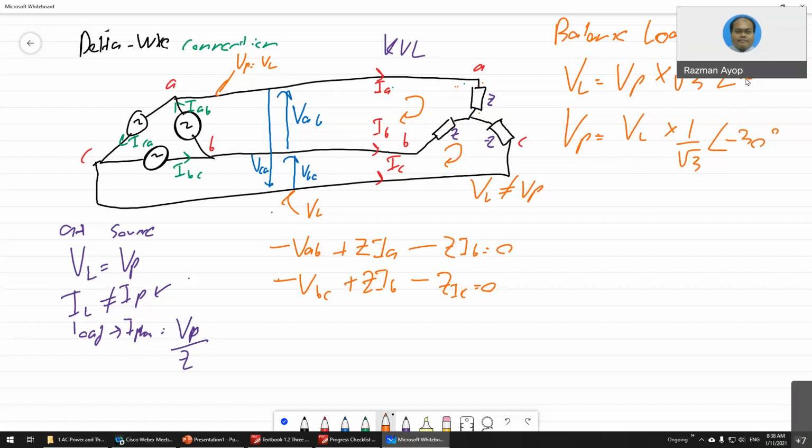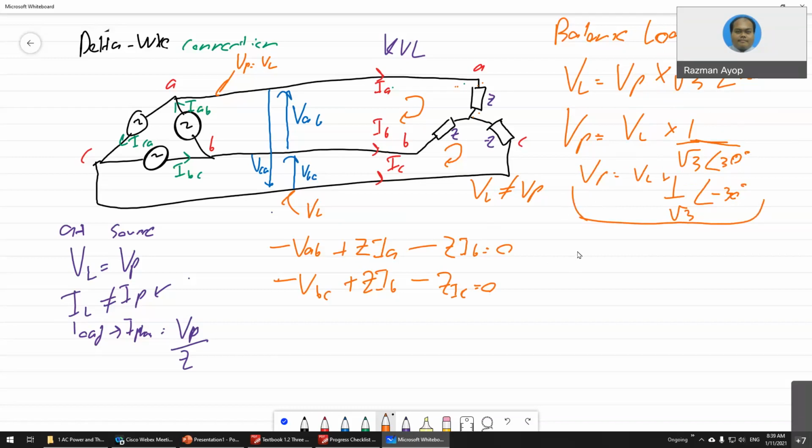Okay, if you divide an angle, it will become negative. Or I just show you, maybe some of you already forget. So this one is 1 over 30 degree. And VP is equals to VL multiplied by 1 divided by square root 3 angle negative 30 degree because you move it to the numerator. Okay, you just use this formula for balanced load.